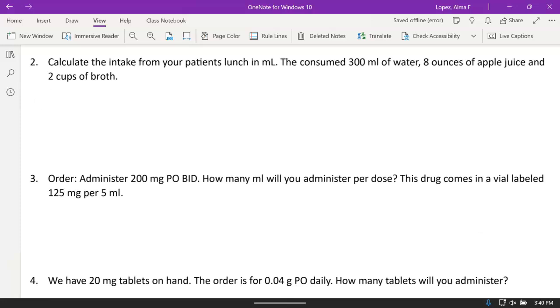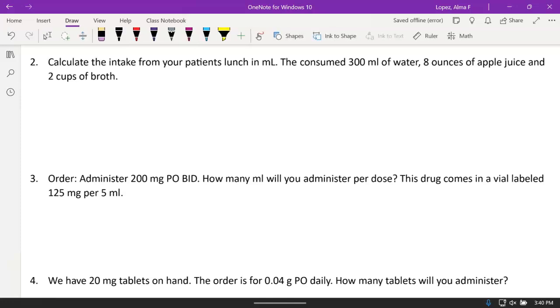Number 2, calculating the intake from your patient's lunch in milliliters. I think that should say they consume 300 milliliters of water, 8 ounces of apple juice, and 2 cups of broth. Okay, well, let's add those up. So they consumed 300 milliliters of water. They had 8 ounces of apple juice.